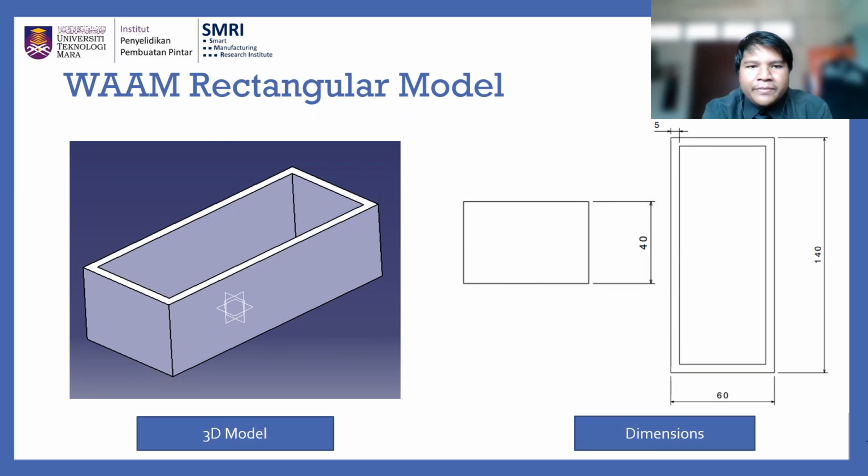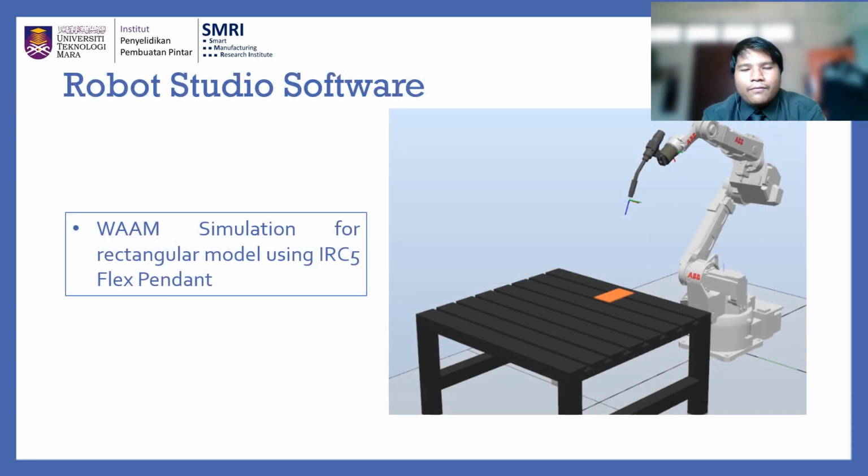There are some preliminary results from this project. The rectangular shape will be one of the main focus in the WAAM simulation. And these are the 3D model from CATIA and its dimensions for this project. For this simulation, it requires the industrial robot which is IRB 1660ID, the plate and the table to perform the simulation for rectangular model using IRC5 FlexPendant.